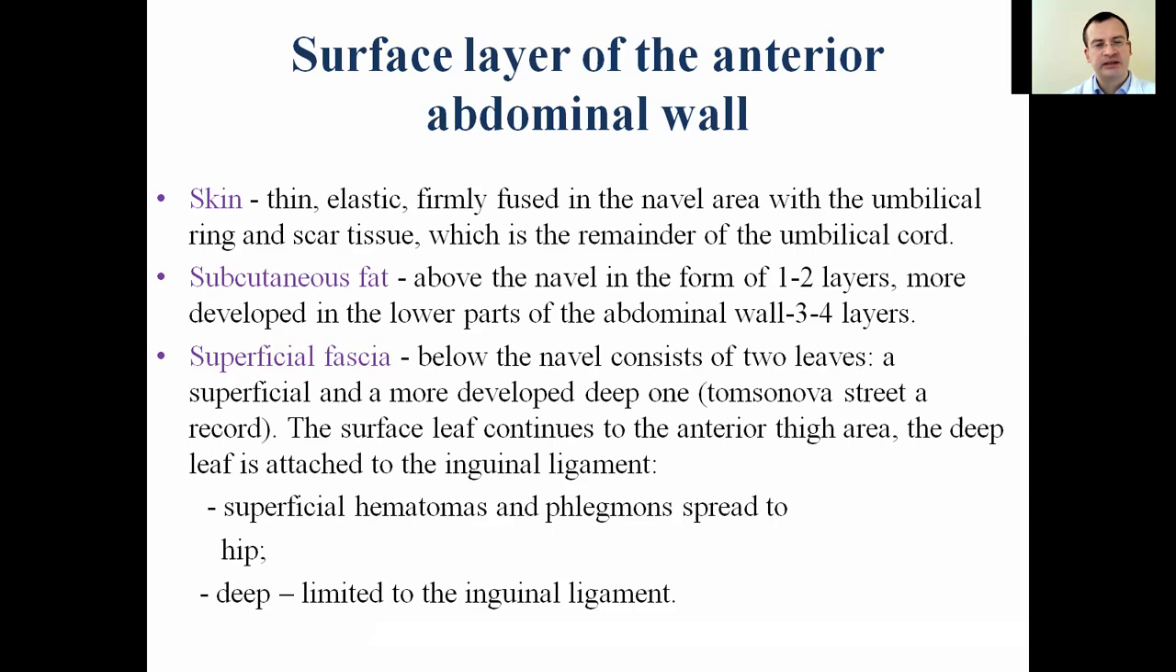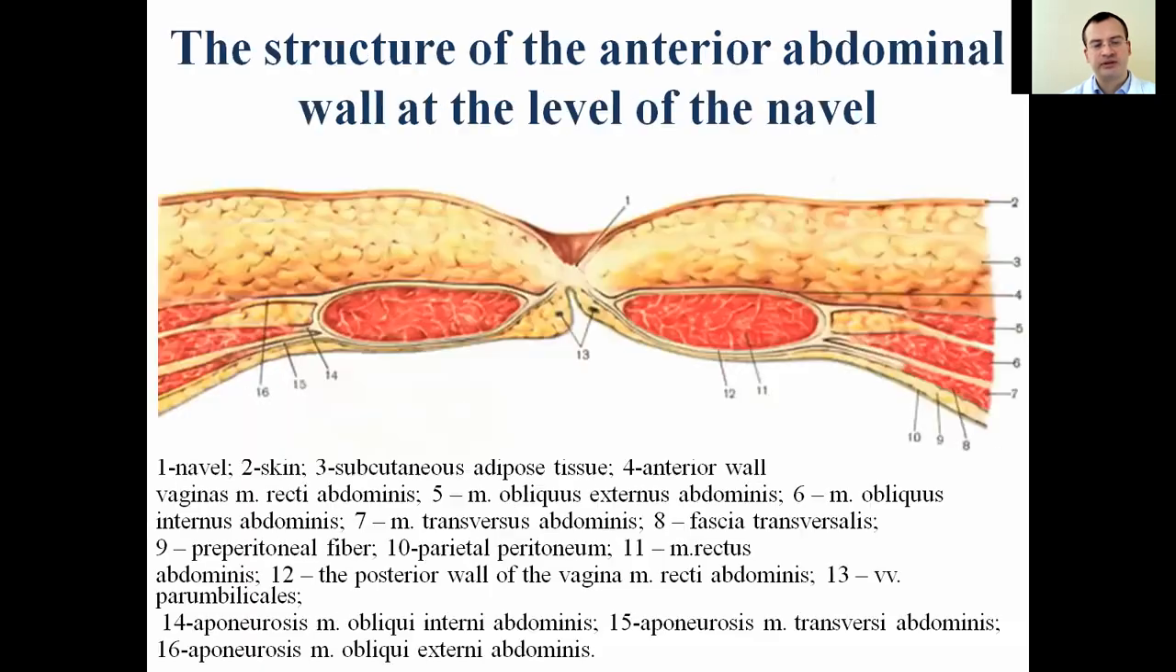Superficial fascia below the navel consists of 2 leaves, a superficial and a more developed deep one, Thompson's fascia. The surface leaf continues to the anterior thigh area. The deep leaf is attached to the inguinal ligament. Superficial hematomas and phlegmons spread to the hip, while deep ones are limited to the inguinal ligament.